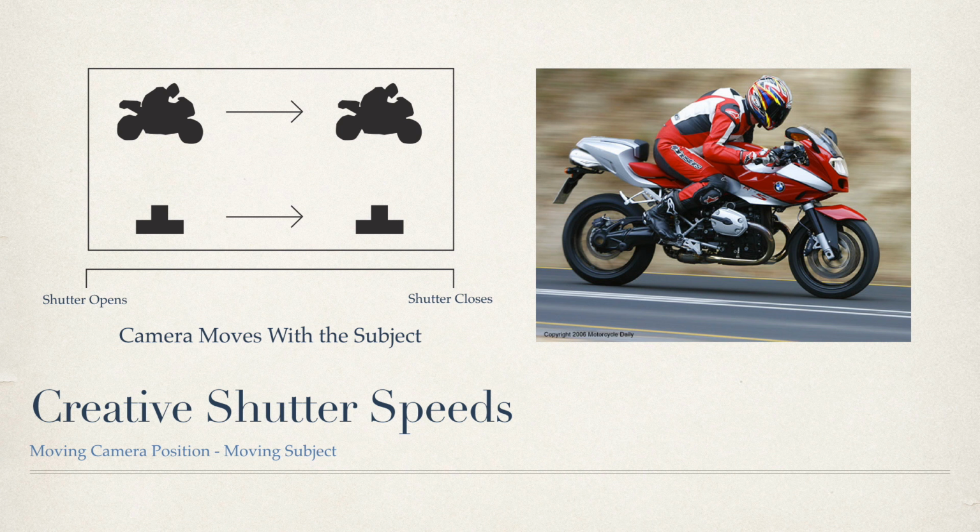So here we have a shot of a guy on a motorcycle that is just whipping by, and yet the motorcycle and the motorcyclist are frozen. I mean, they're sharp. There's no blur to them, but the blur is all in the background. So what's happened here is the shutter is open and both the camera and the subject are moving at the same speed, and then the shutter closes.